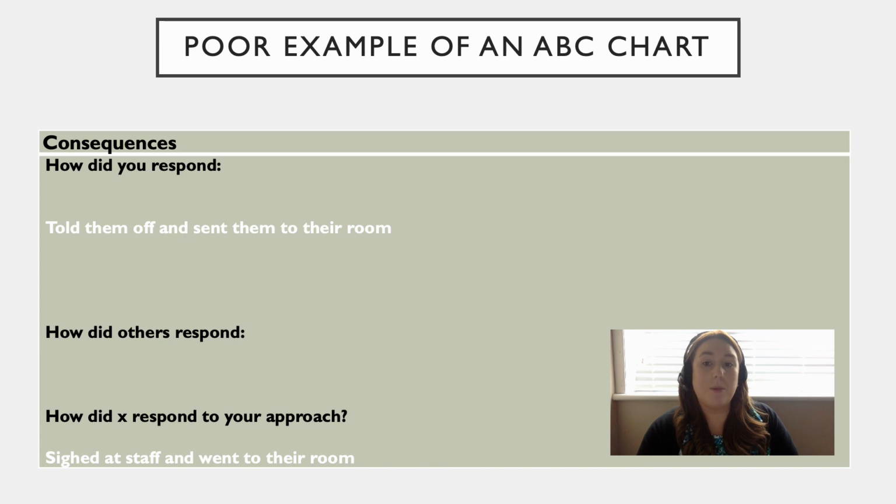So this is an example of a poor consequence section on an ABC chart. It is missing some of the key information that we need to analyse the consequence section. In the how did you respond section, we have told them off and sent them to their room. Now this is quite vague and we don't know what told them off consists of. What was exactly said? Was there a change to your tone or pitch of your voice?